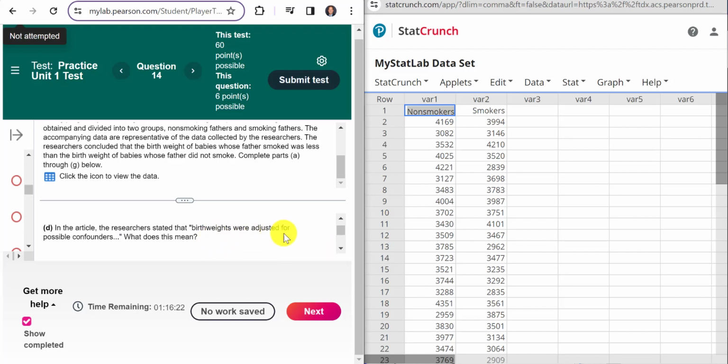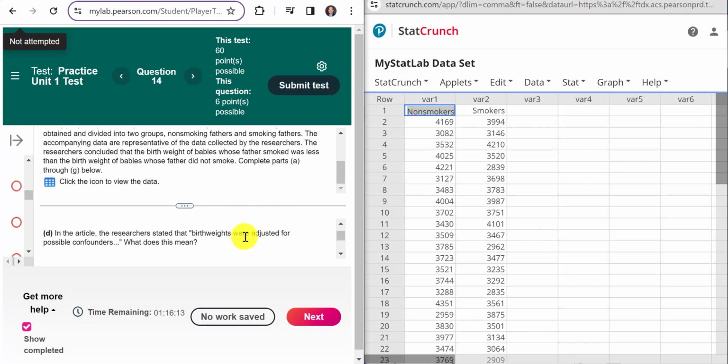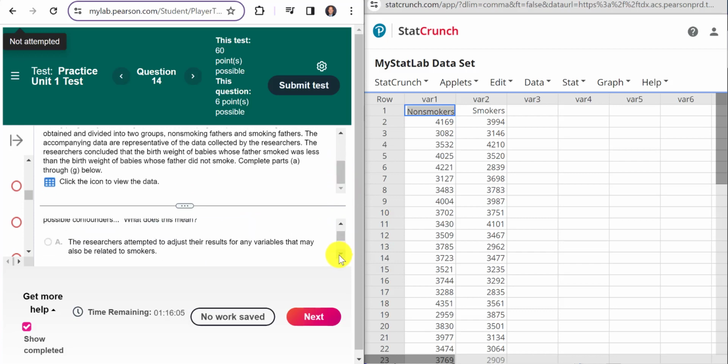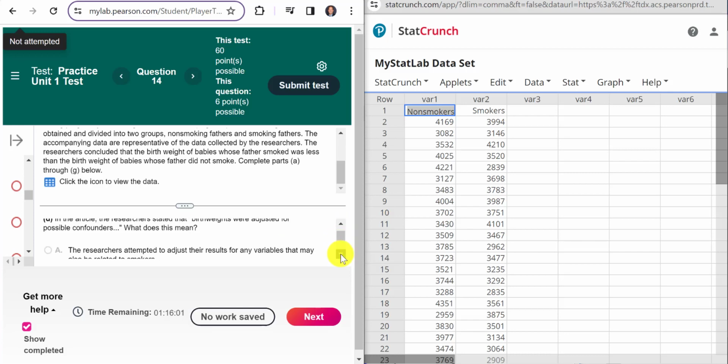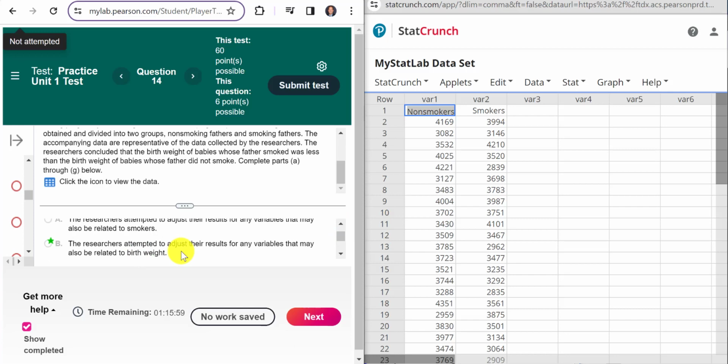It stated the birth weights were adjusted for possible confounders. What's that mean? It tried to account for other variables like these. So like if they took all the babies of smokers, but they also had prenatal care, or they had exercise, right? So they try to control these other variables to see if the smoking was really what was causing the difference. They attempt to adjust the results for things that may also be related to birth weight.